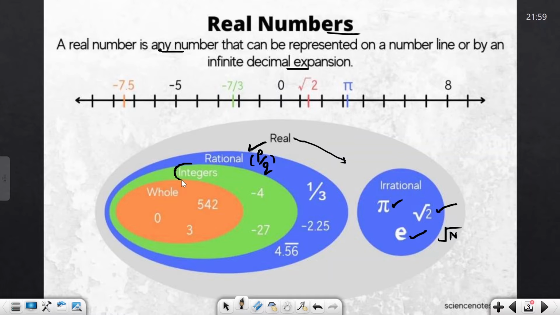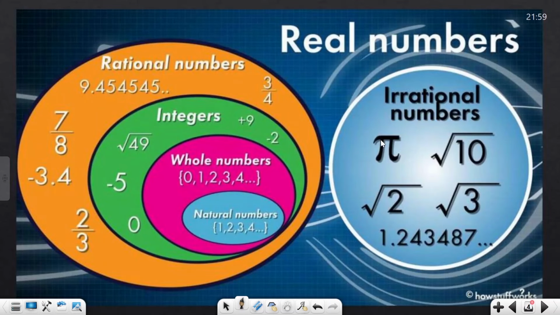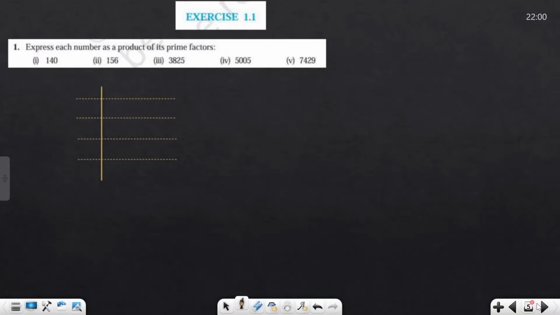Rational numbers consist of integers. Integers consist of whole numbers. You know whole numbers start from 0, 1, 2, 3, and from 1 the natural numbers start, like this. Okay, so we move on to the third slide. Real numbers: I give you again rational number, irrational number, integer, whole number, natural number, prime number, even number, odd number. All are types of numbers.